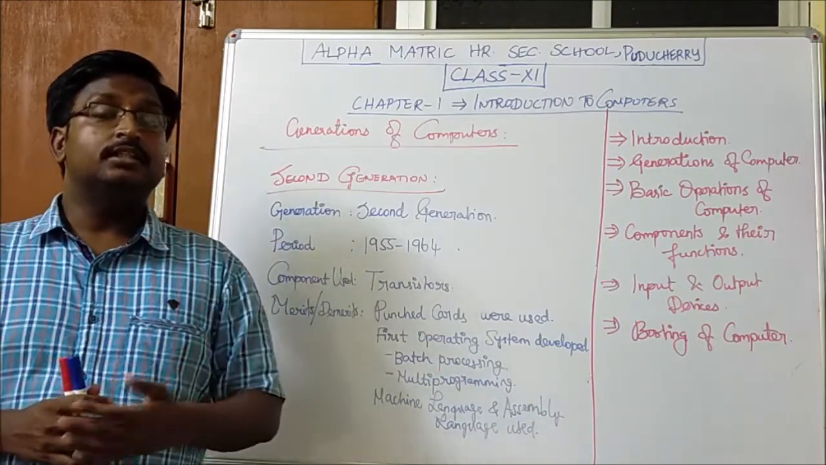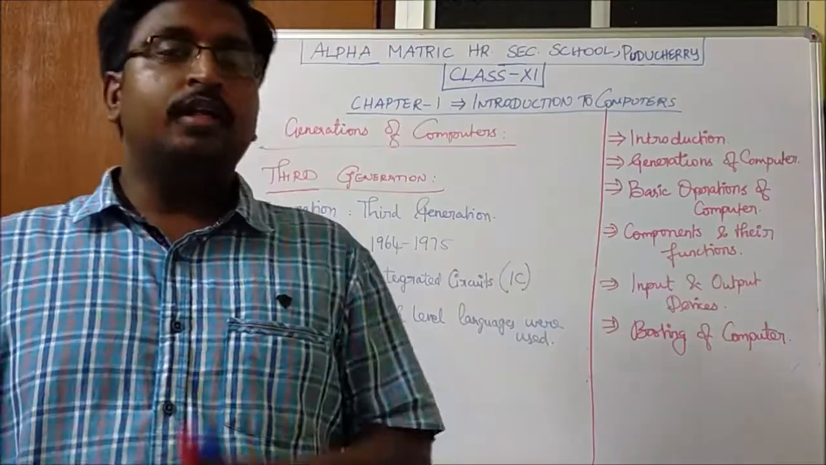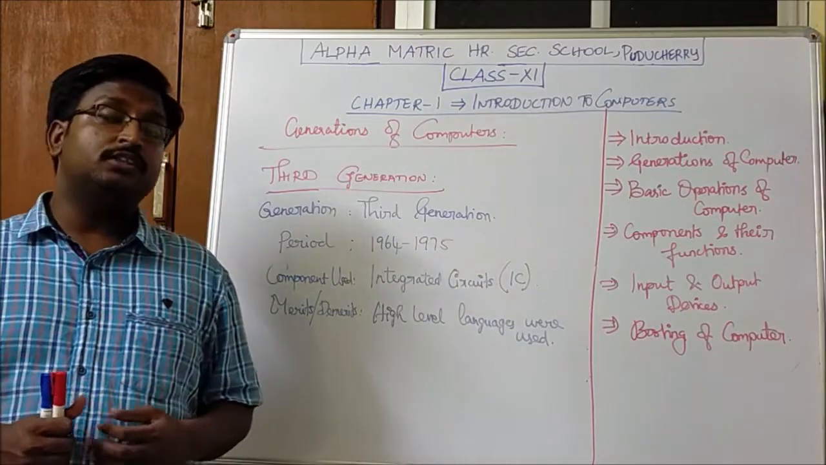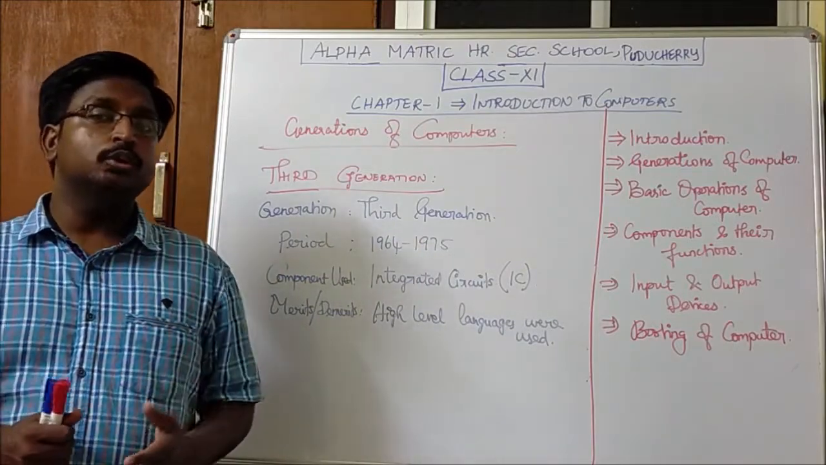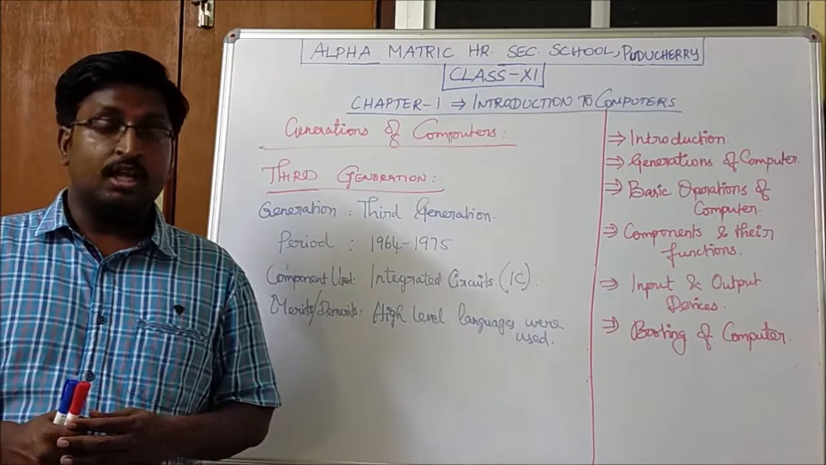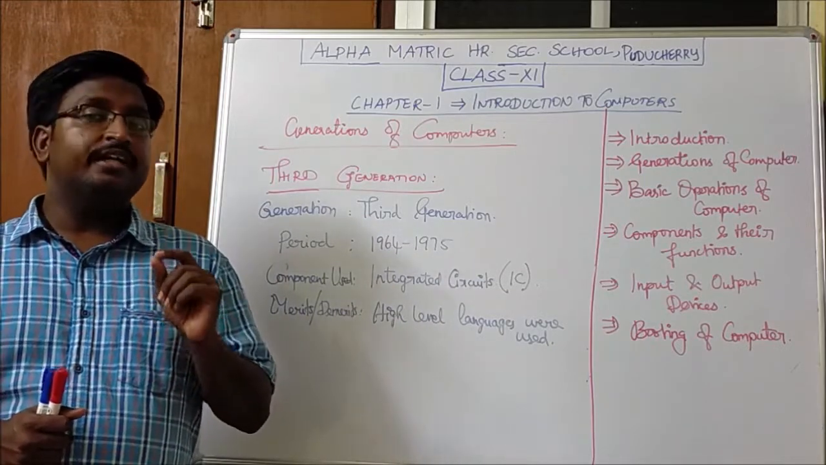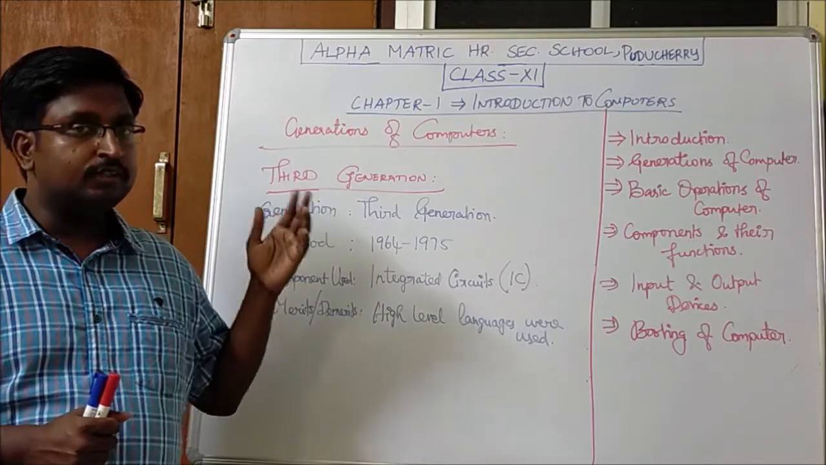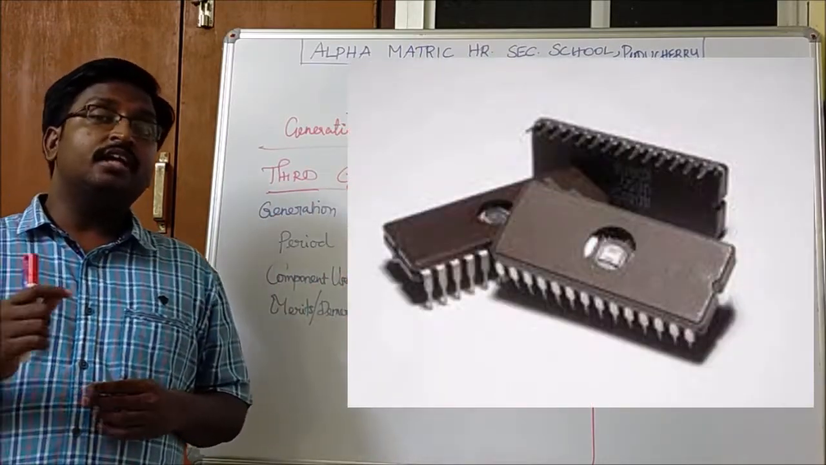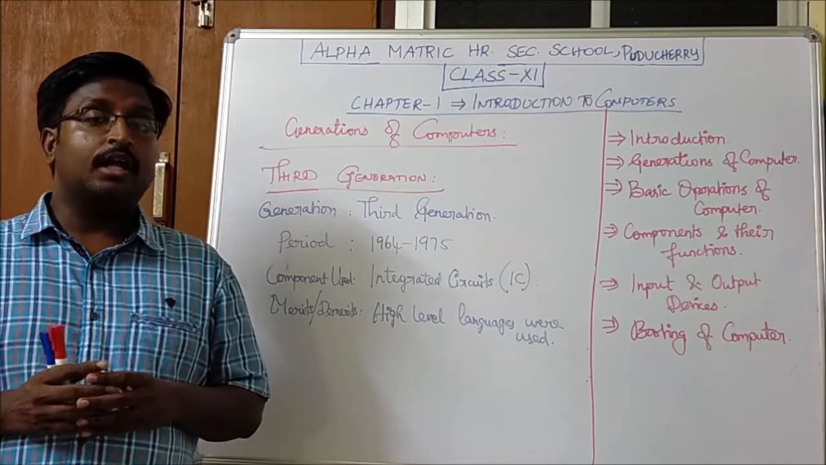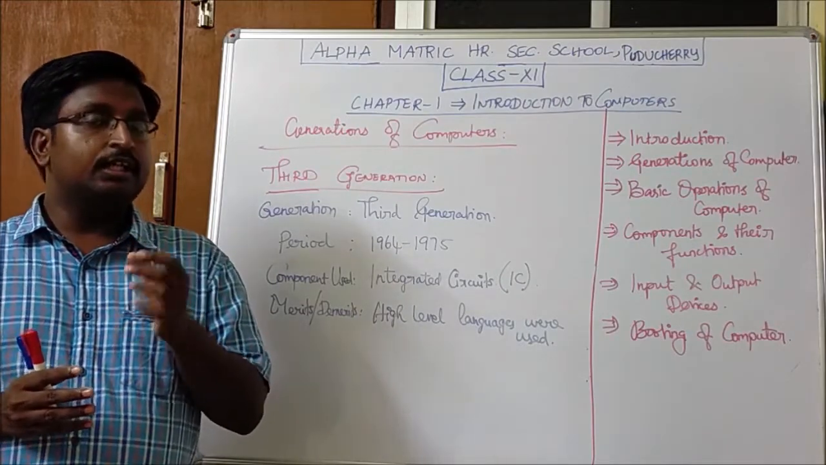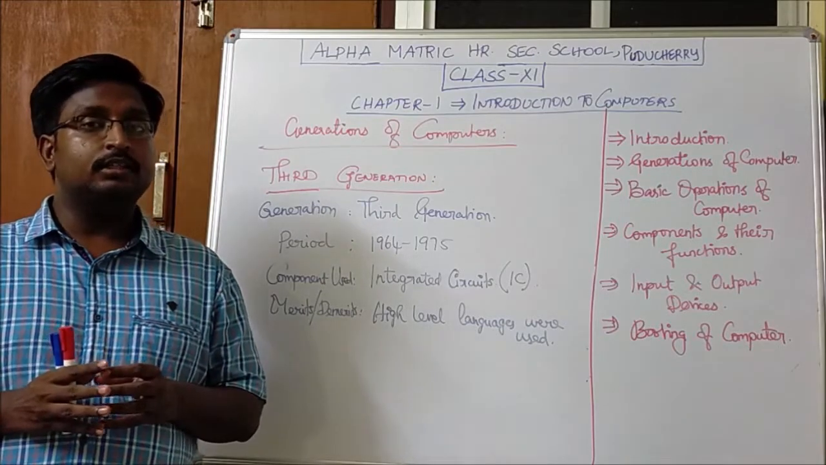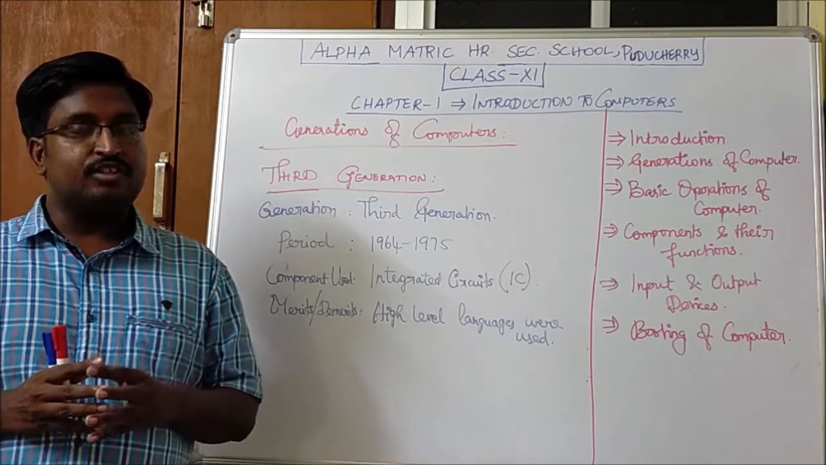Next we are going to see about the third generation. The period of the third generation is 1964 to 1975, and the component they have used is the integrated circuit, that we call IC. This is the image of the IC. Integration means it combines two or more functions into a single component or a single device. So that is the main advantage of the IC.